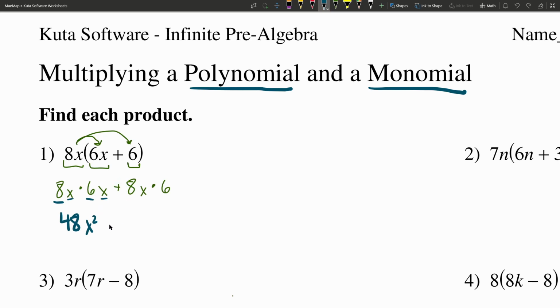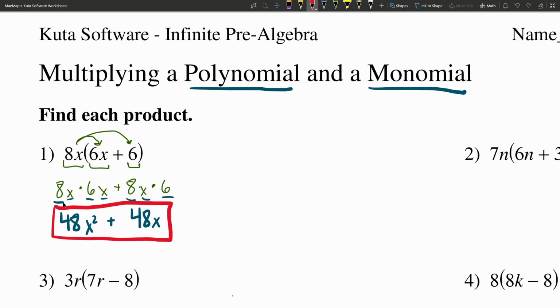Now there's addition, and we're going to do out this next multiplication. 8x times 6, where 8x is the same as 8 times x. So I'm going to do 8 times 6, which is 48, and then that gets multiplied by x. So we have 48x squared plus 48x as our solution for number 1.